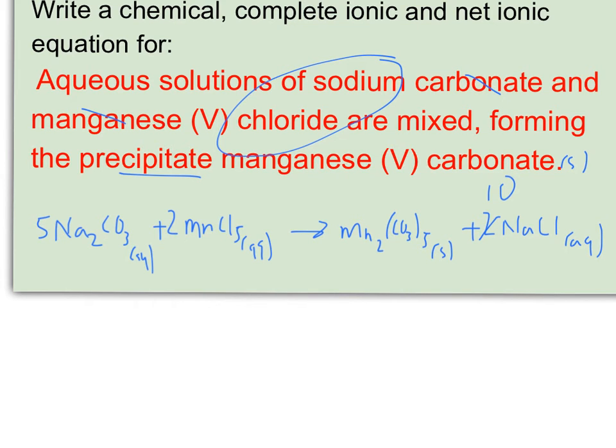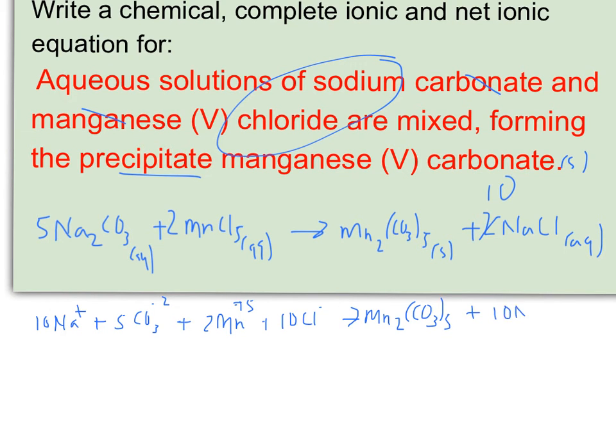two ions. So I've got 10 Na plus. I have just 5 CO3 because that polyatomic ion remains intact, minus 2. I've got 2 Mn. They have a +5 charge. And I have 10 Cl minus. On the product side, my precipitate is not going to break apart into electrolytes, so it's going to be Mn2CO3 and then my 10 Na plus and 10 Cl minus will remain electrolytes on the other side.